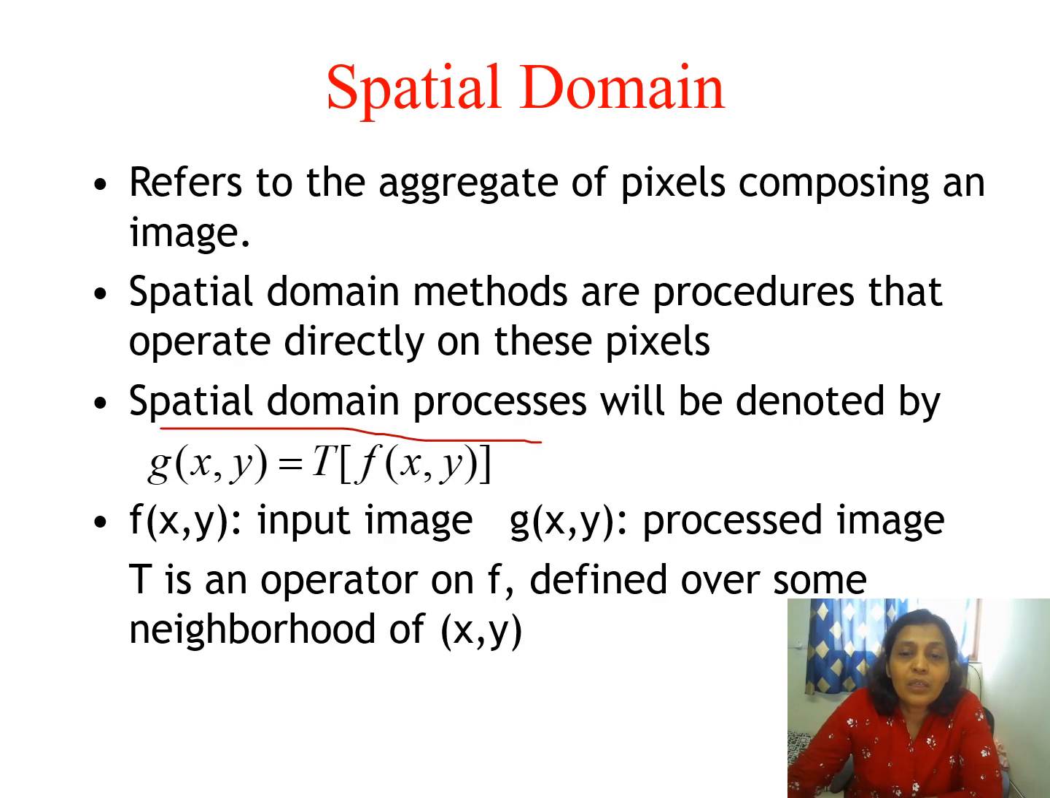Now you know, what is f of xy? It's the original image, and we are going to apply some transformation function on this so that we will get a new image, or we can say an enhanced version of the original image. So f of xy is the input image, g of xy is the processed image, and T is an operator or a transformation function defined over some neighborhood of xy.